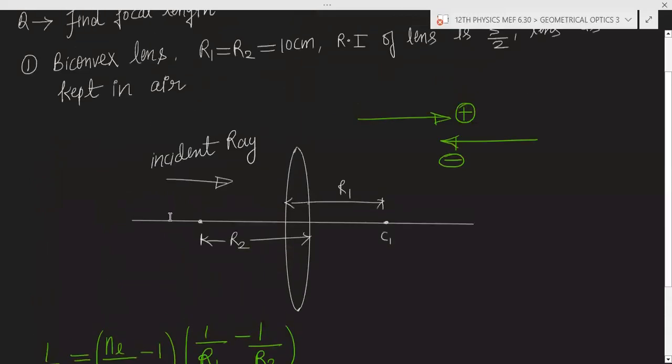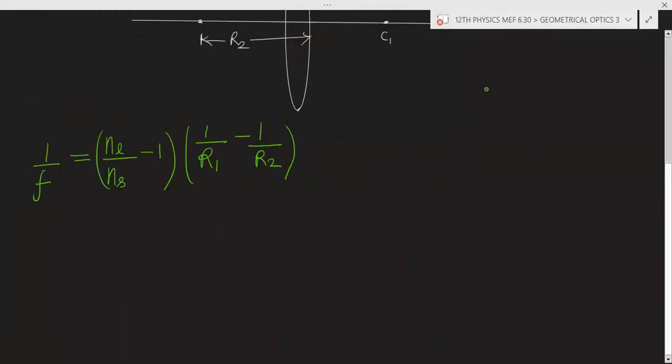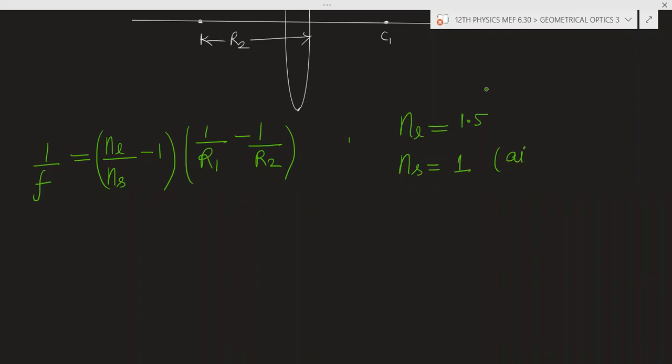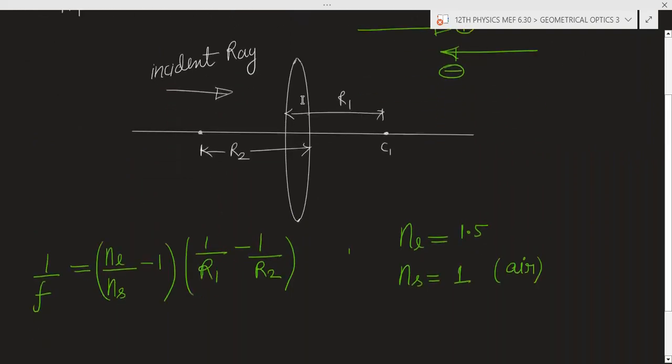Refractive index of the lens is 3 by 2. So here in this question, the refractive index of the lens is given as 3 by 2, means 1.5. And the refractive index of the surrounding will be that of air, so it will be 1. Why? Because the surrounding is air only. So the refractive index of air is 1. And R1 and R2 are given as 10 centimeter.